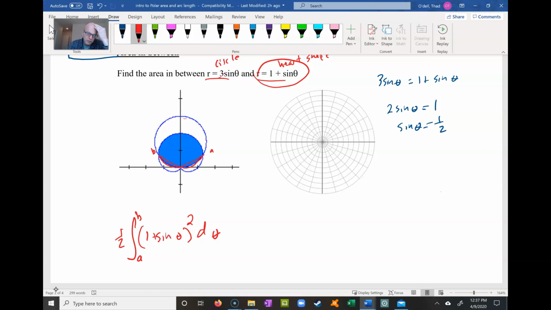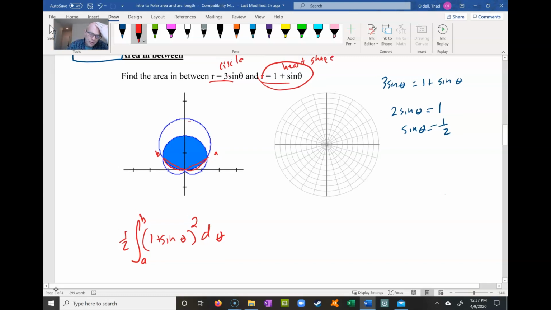Now, I also wouldn't just do this. I would probably just integrate from here to there, and then double it. It doesn't really matter, but we do notice that those are symmetrical. So you could do it this way, or you could just do from there to there and double it. Okay, so let's set that up.